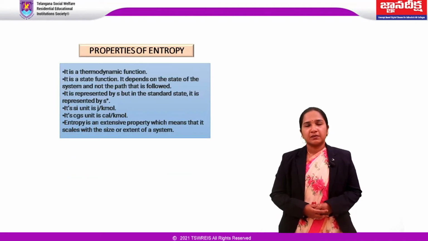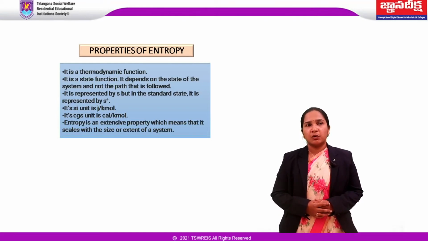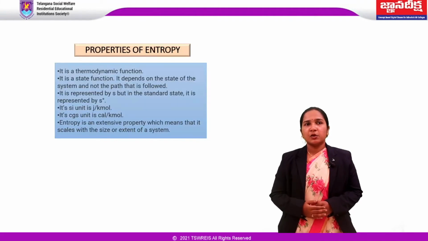Properties of entropy. It is a thermodynamic function. It is a state function. It depends on the state of the system but not on the path. It is represented by S, but in the standard state it is represented by S naught. Its SI unit is joules per Kelvin mole and CGS unit is calorie per Kelvin mole. Entropy is an extensive property, which means that it scales with the size or extent of a system.